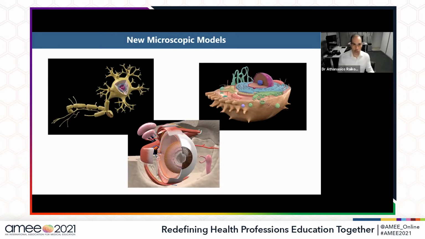We have a few new microscopic anatomy models. We have a multipolar neuron, very detailed model, very beautiful graphics. It will help students to understand how a multipolar neuron is structured. We have a new beautiful model of a eukaryotic cell. All the detail you need to learn about a cell, it's there, and the students can learn visually about things. We have a new eye model. There are over 97 different objects in the new eye model, very detailed.